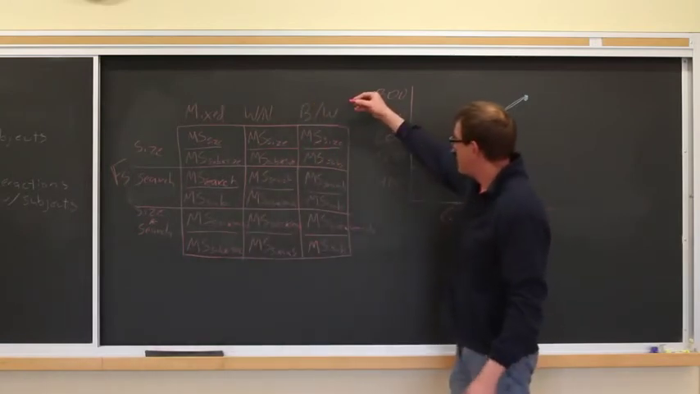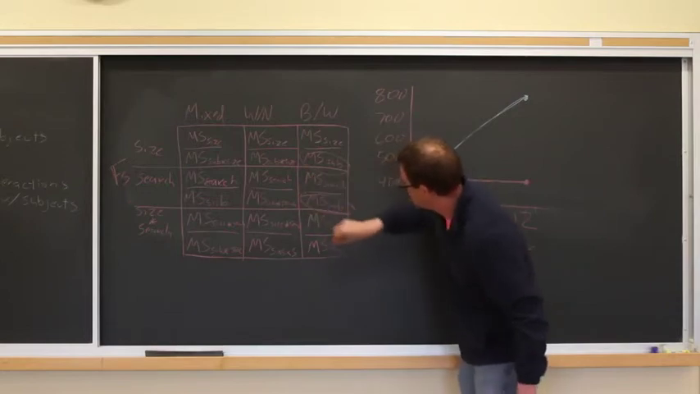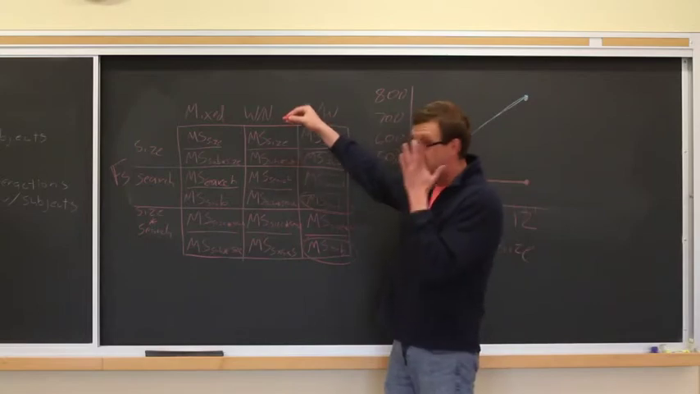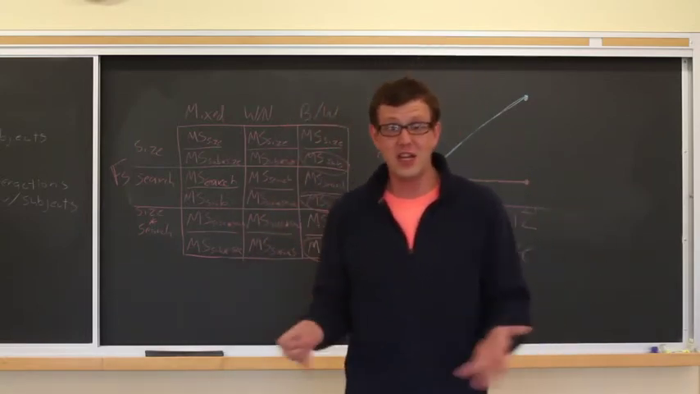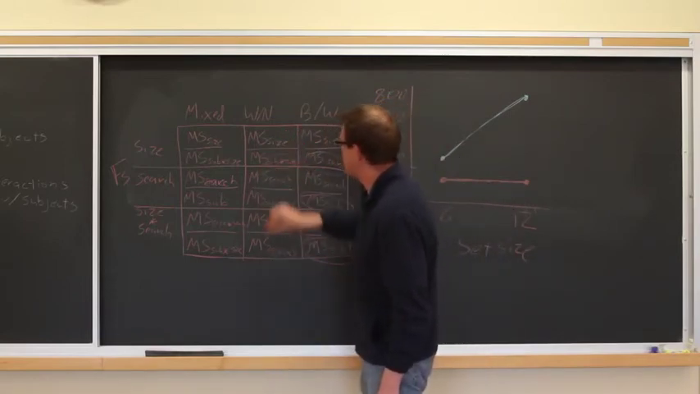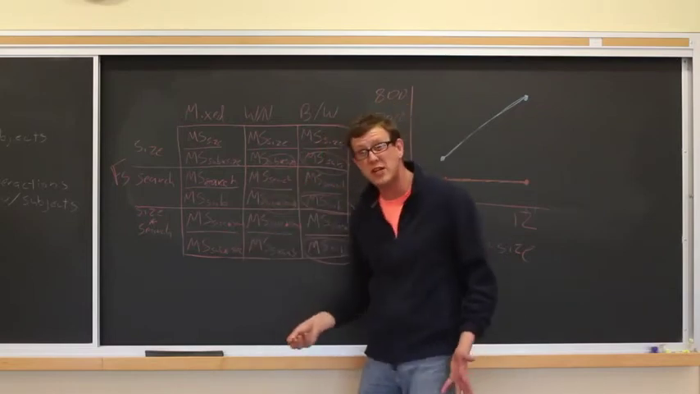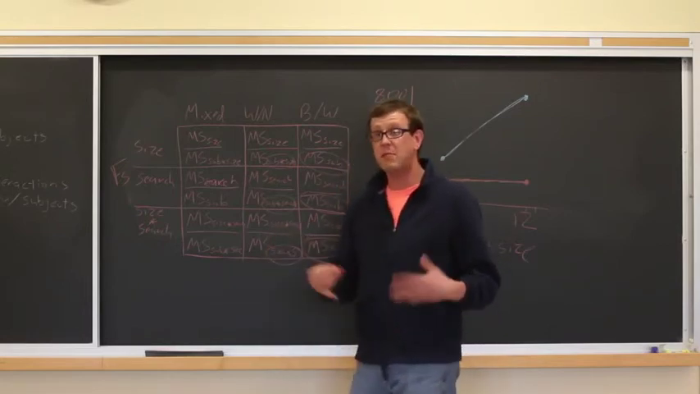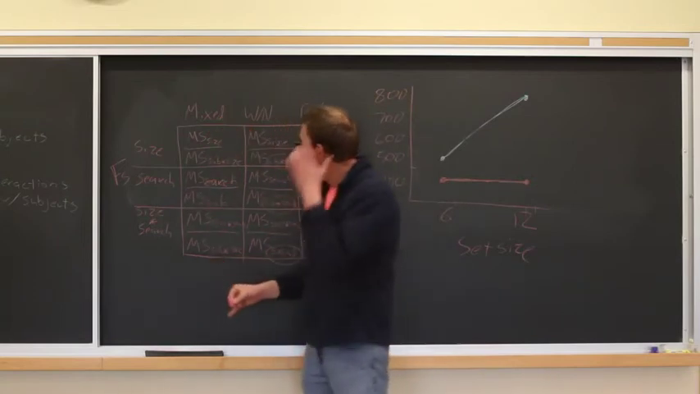So in the between subjects design, we only have a single error term. So this stays the same. It's just the mean square for the subject for all of those. For the fully within design, each effect and interaction has its own error term. So for size, we're looking at the error term that's related to subject and size. For search, we're looking at the error term for subject and search. For the size by search interaction, we're looking at the error term for the subject by size by search interaction.